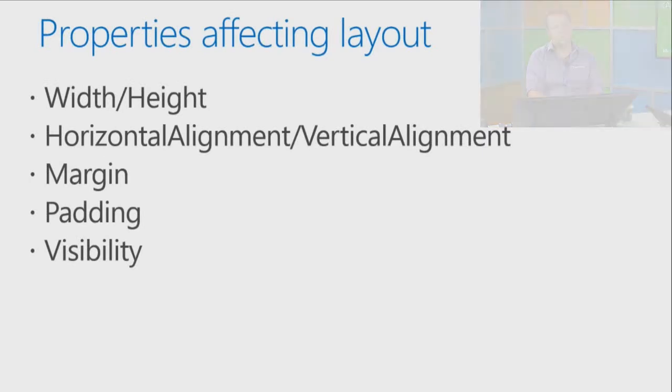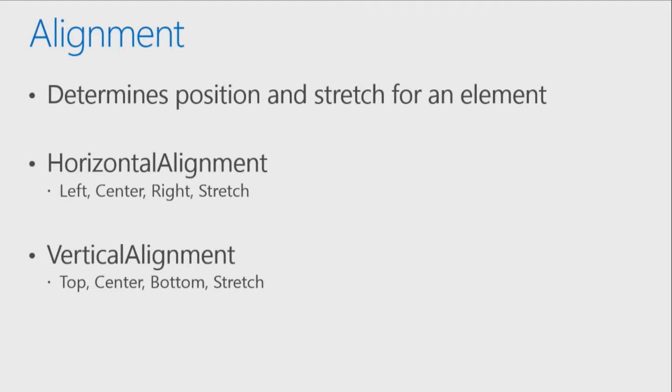Yeah. Some more properties we have: alignment, margin, and padding, and I'm going to walk you through all of them here. So alignment determines the position and the stretch of an element. For example, I can say, look, align this element to the left, or align it to the center. If it's a horizontal alignment, I say left, center, right, or I can just say stretch, which means take as much space as I can.